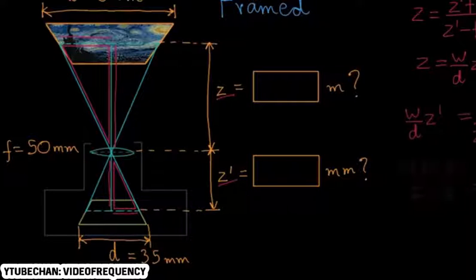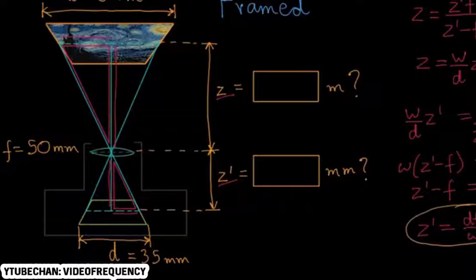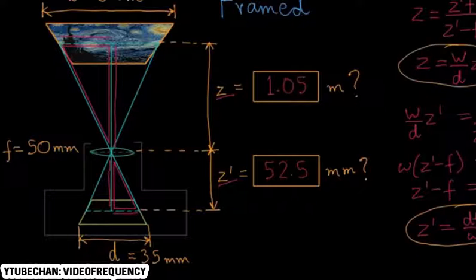Equating these two and solving further, we have z prime equals d f over w plus f. Now put in the values of d, f, and w here. You should get z prime equals 52.5 millimeters. Putting that here should give you z equals 1.05 meters.